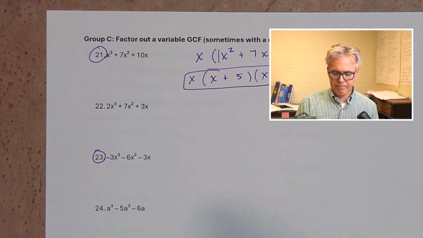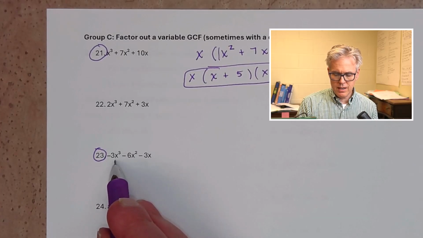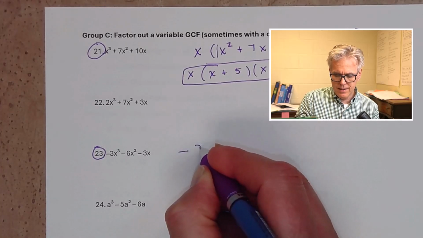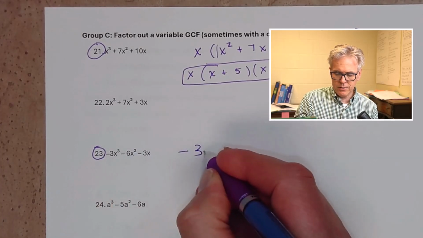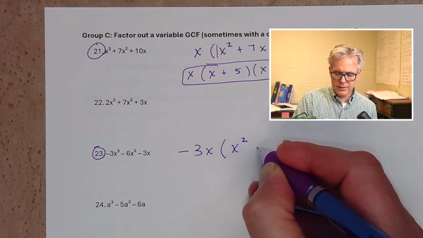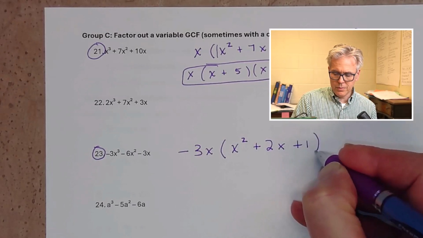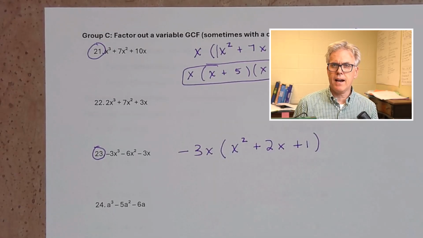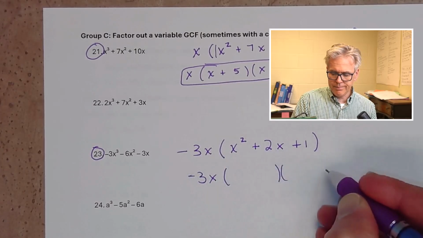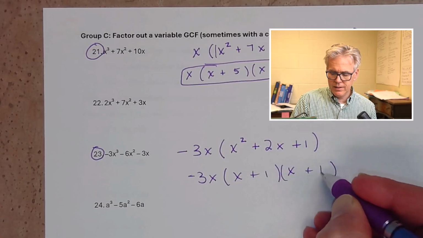let's try 23. So 23, I'm actually going to be able to pull out a negative 3x. So I don't like the leading term being negative, so I'm going to pull out a negative. I've got a 3, and then I also can pull out an x. So what am I left with here? X squared plus 2x plus 1. Does this factor any further? It does. So negative 3x, we just bring that down. So x squared is x and x, and then 1, there's only one way to factor that.